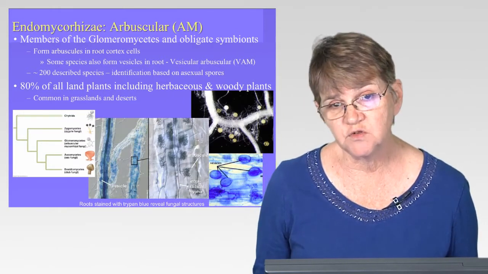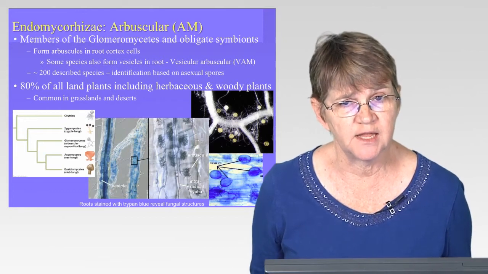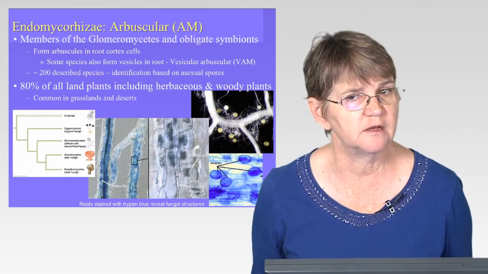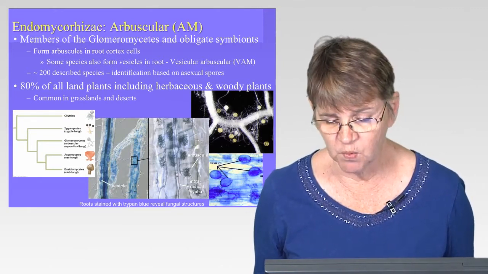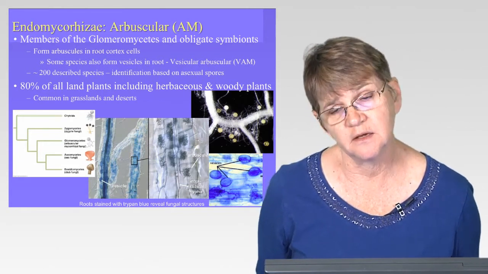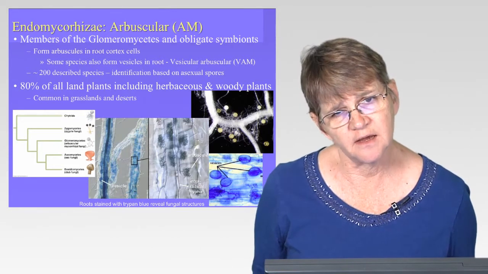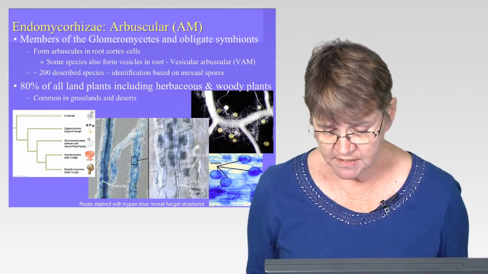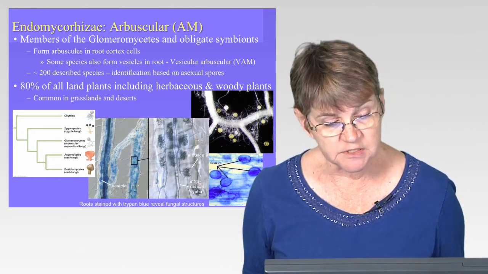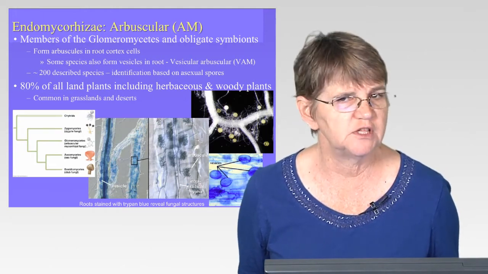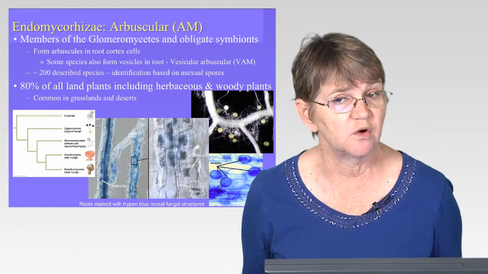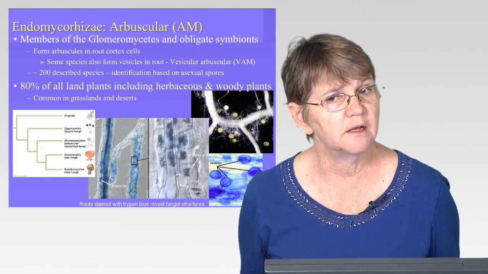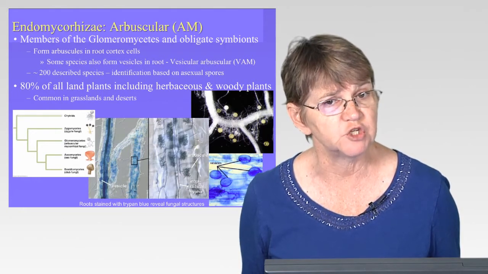There are over 200 described species of this particular group of fungi, and it's based on the identification of spores. Most of the identification of fungi is based on their spores. We can see some of the spores forming on the outside of the root in the diagram on the top. Now some of these species form vesicles inside the root, and we can see them on the bottom right. Those vesicles are storage structures. They store lipids for the fungus. The fungi that form them sometimes are called vesicular arbuscular mycorrhizae, or VAM. This is kind of an old name for arbuscular mycorrhizae, but you might see that if you start looking up these fungi.